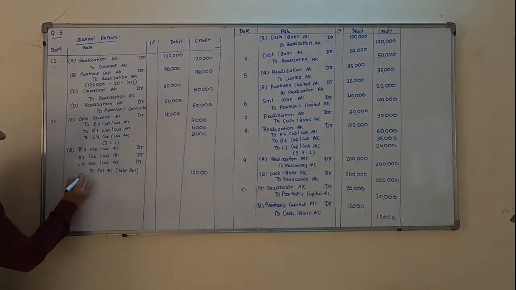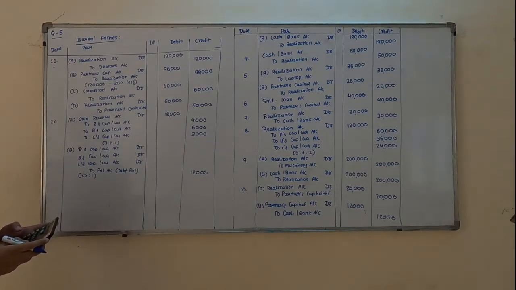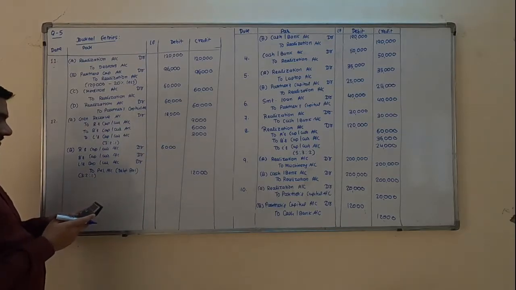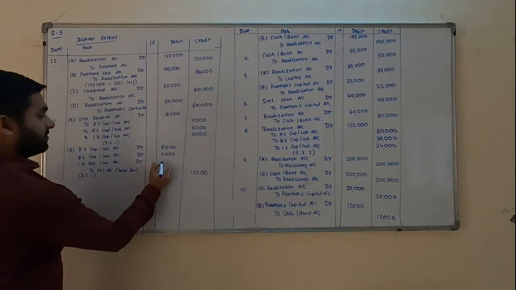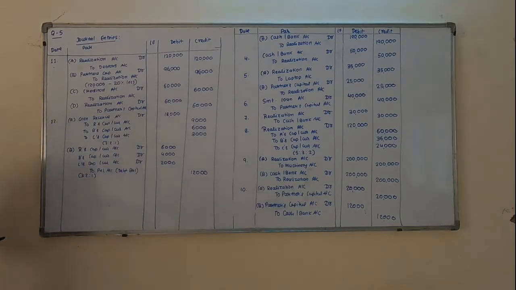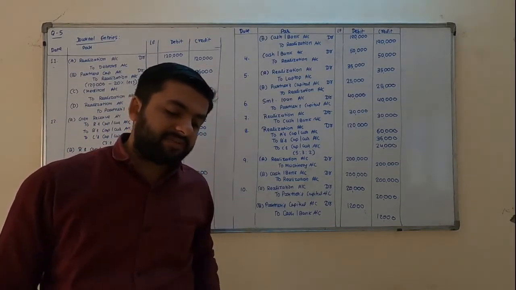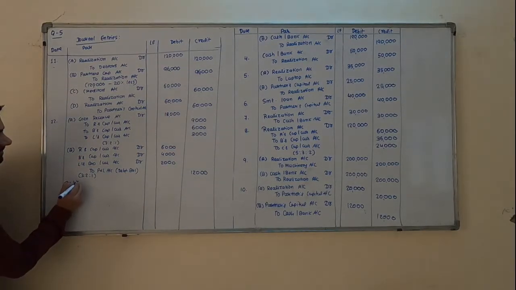Again 12,000 in the ratio of 3:2:1. So 12,000 divided by 6, into 3 is 6,000, into 2 is 4,000, and into 1 is 2,000. Okay, and last, C. C is for distributing the workmen's accidental compensation fund. Again it is a credit balance, so partners are credited and the fund is debited.